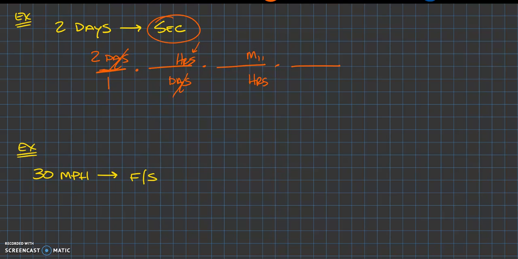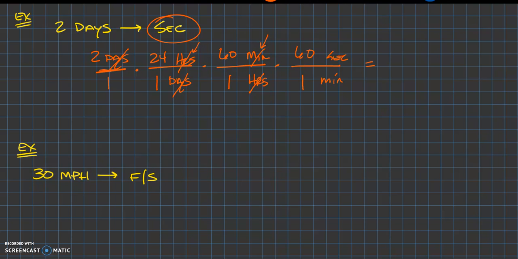Well, how many minutes are in an hour? So my hours canceled, and now I'm left with minutes. Minutes has to go in the denominator because minutes is in the numerator here, and I know how many seconds are in 1 minute. So the minutes are going to cancel. So let's go back and fill in some numbers. How many hours are in a day? There's 24 hours in 1 day. How many minutes are in 1 hour? There are 60 minutes in 1 hour. How many seconds are in 1 minute? There are 60. So you'll notice that all of my numbers that are not 1 are in the numerator.